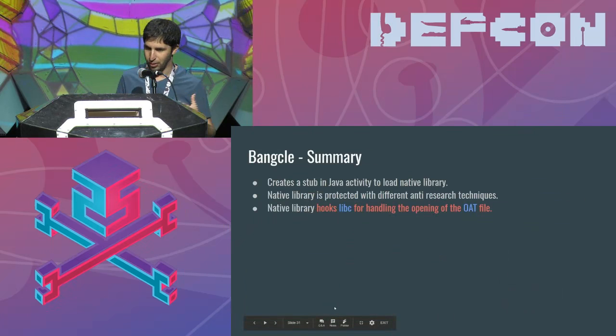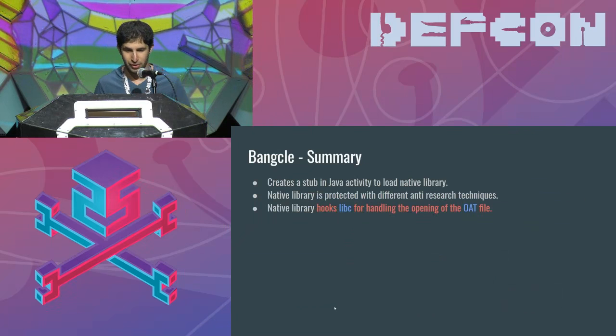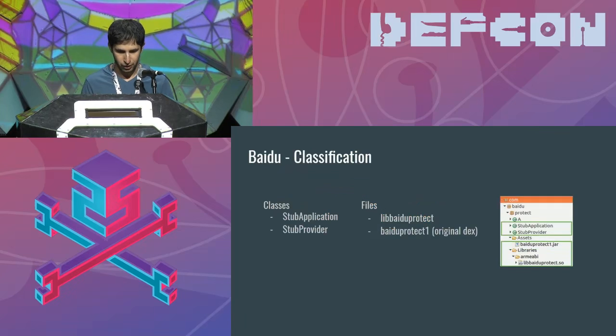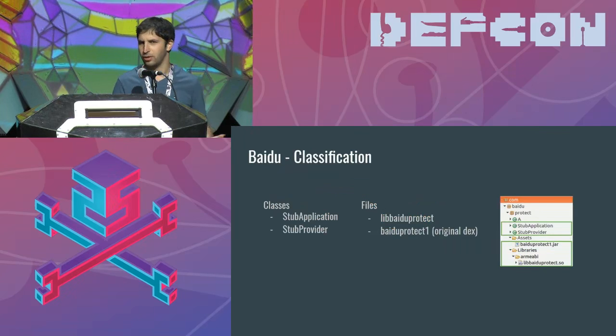So let's do a recap of Bancal and how it works. It creates a stub, a packer loader, as a Java activity to load the native library. The native library is protected with different anti-research techniques that we had to bypass. It hooks libc for the unpacking process. When libart encounters the oat file, it will unpack it and provide an unpacked version to the libart VM. So we understand how Bancal works.